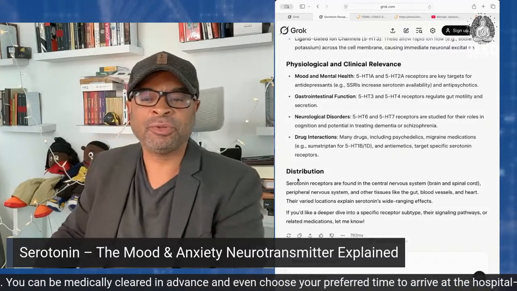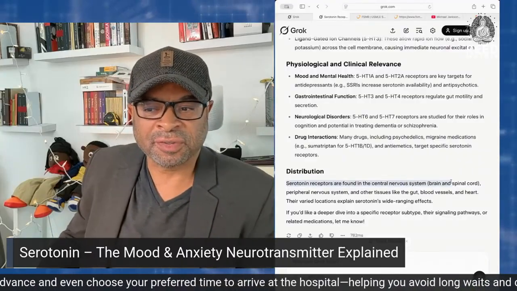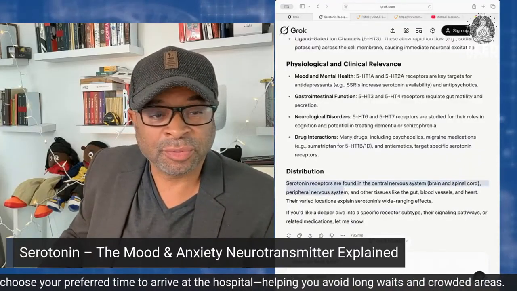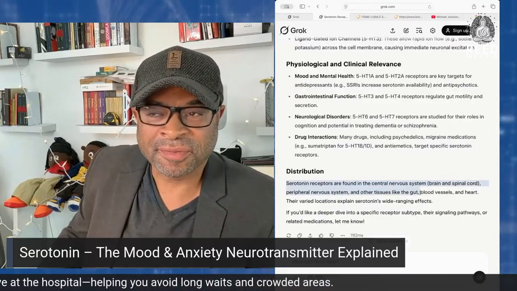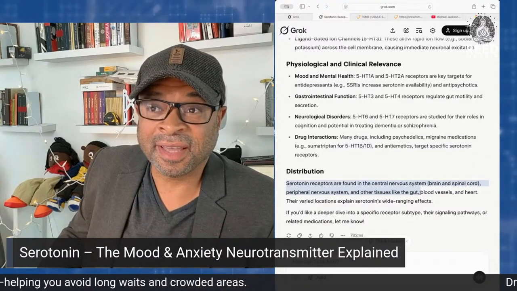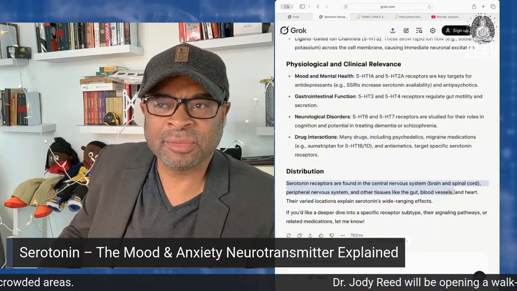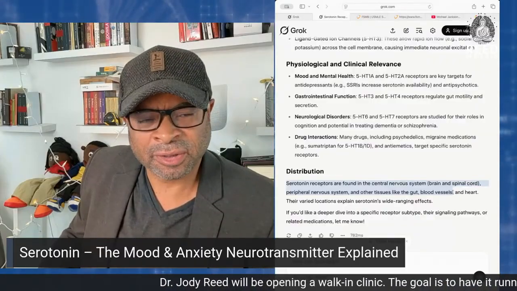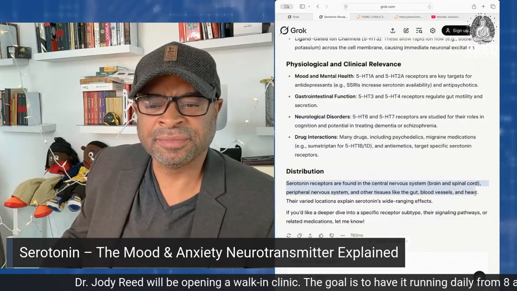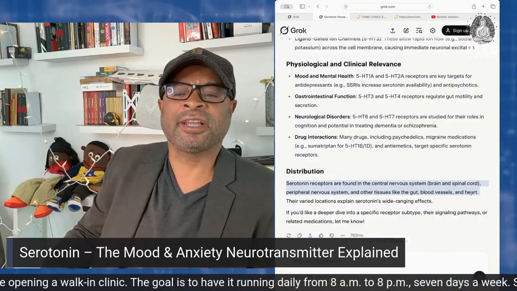Look at the distribution here. Serotonin receptors are found in the central nervous system, the brain and spinal cord, and also in the peripheral nervous system and other tissues like the gut. Remember, when you give SSRIs, they can cause GI upset. Blood vessels too: remember lightheadedness, dizziness, hypotension. It can cause those as side effects, and changes in cardiac arrhythmia, things like that.